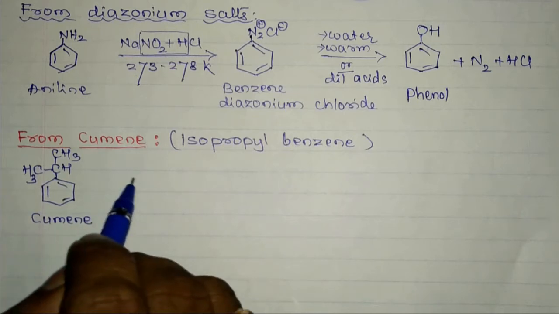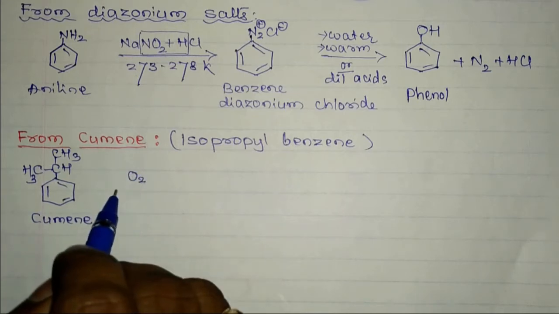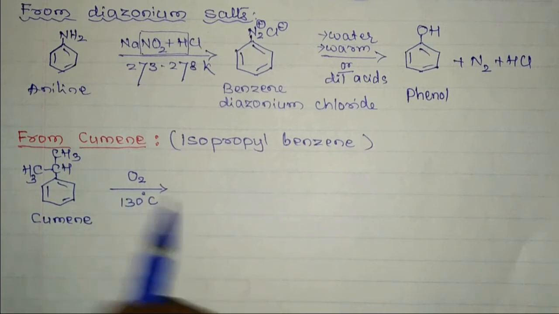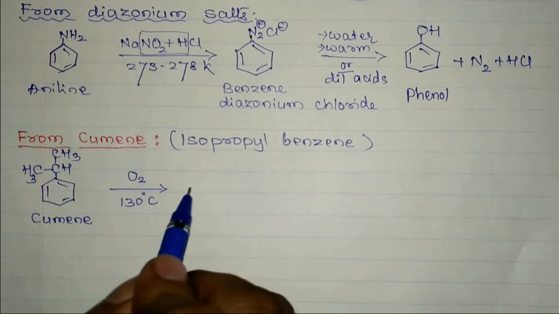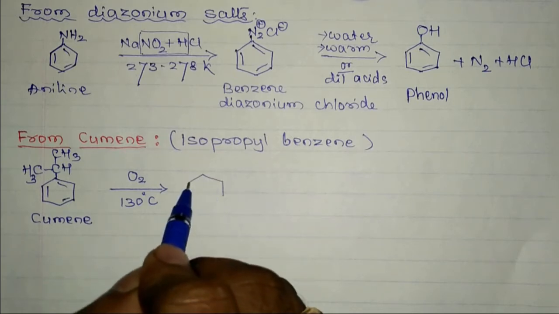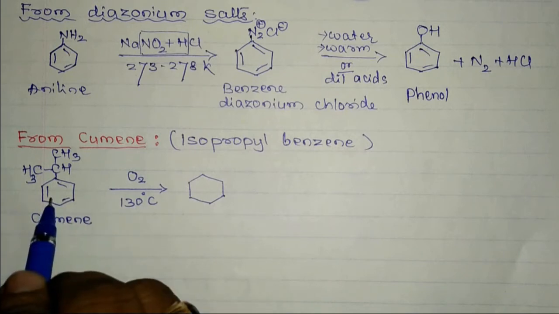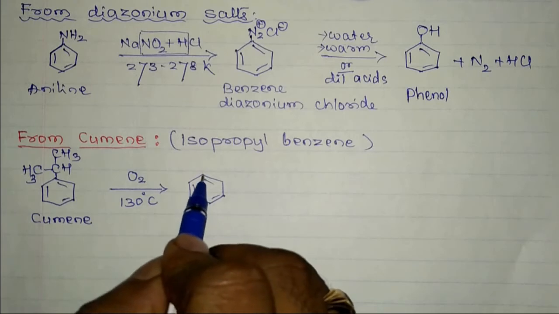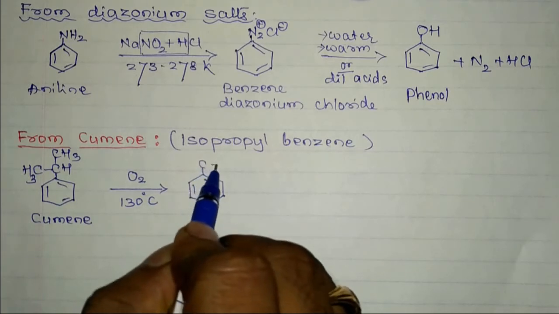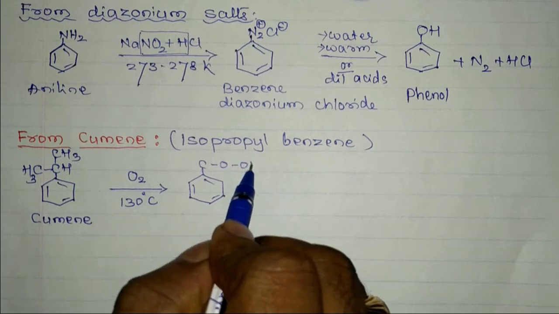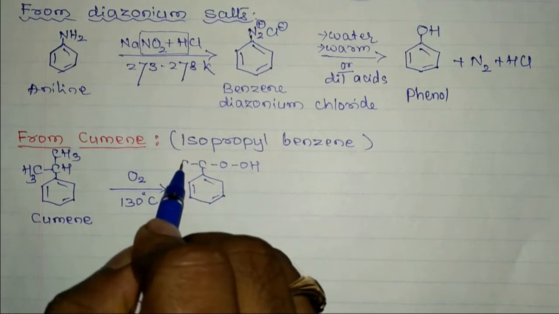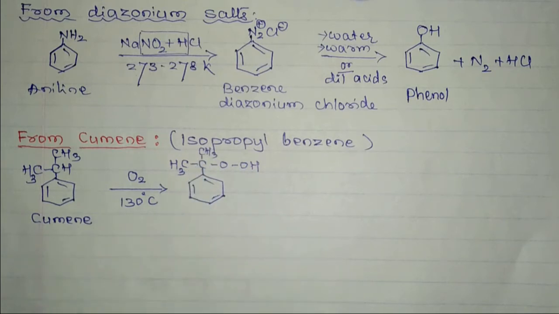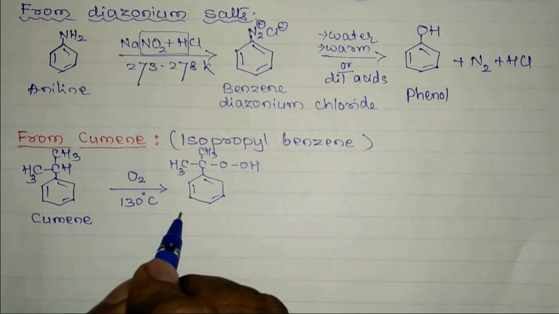Oxygen gas is bubbled through cumene, maintained at 130 degrees centigrade. You are going to get cumene hydroperoxide. First, you have to bubble oxygen gas through cumene at 130 degrees centigrade. You are going to get cumene hydroperoxide, COOH, with CH3 and CH3. This is cumene hydroperoxide.